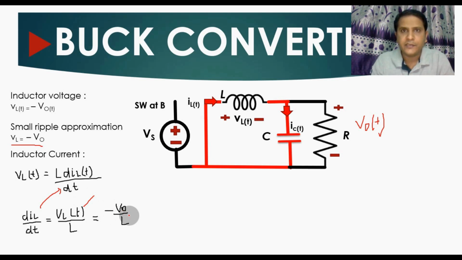Now we know what the voltage across the inductor is when the switch is at position A, what the current is when the switch is at position A, what the voltage across the inductor is when the switch is at position B, and what the current is when the switch is at position B. All these things we have already derived, and we have got some formulas, right? Let us use these formulas.